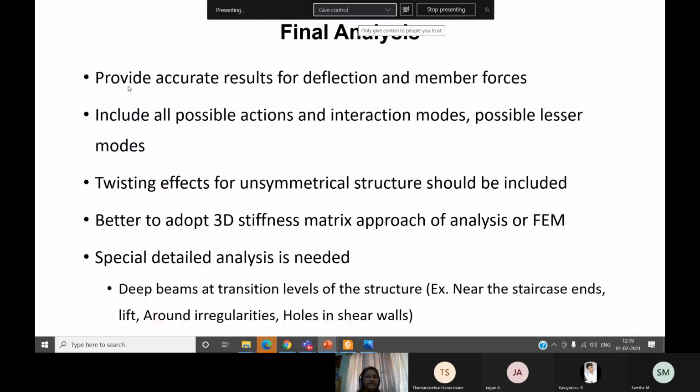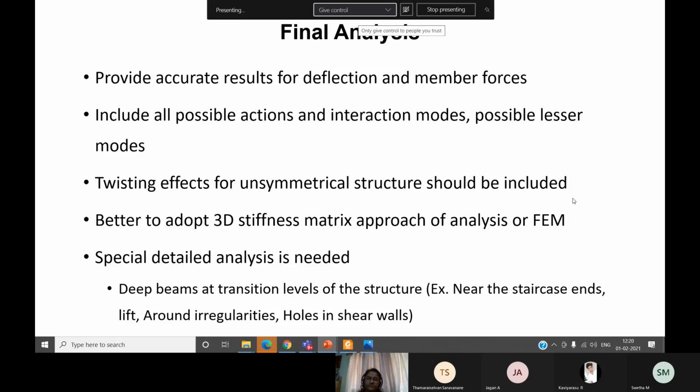If you go for a final analysis, it provides an accurate result for deflection and member forces. We will tell you what a final analysis is, how it can be done, etc. It includes all possible actions and interaction modes. That means, as I was explaining in the previous slide, the maximum possible interaction modes can be included in the final analysis. And the twisting effect for an unsymmetrical structure should be included.